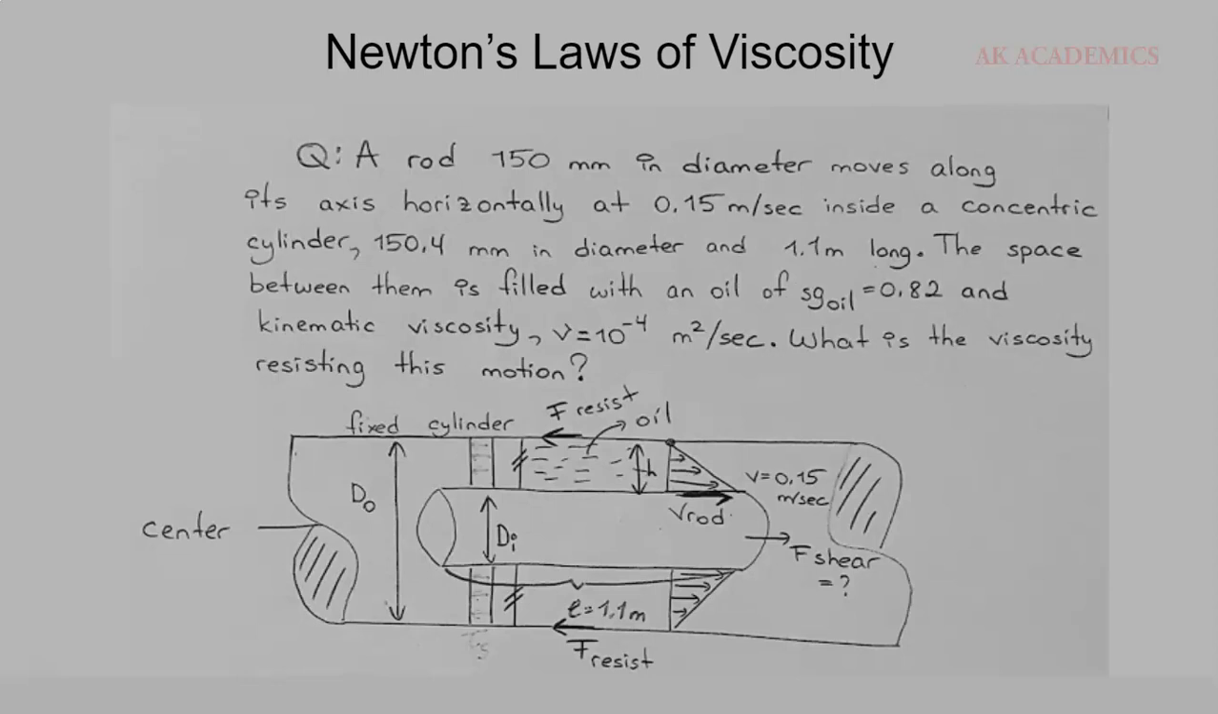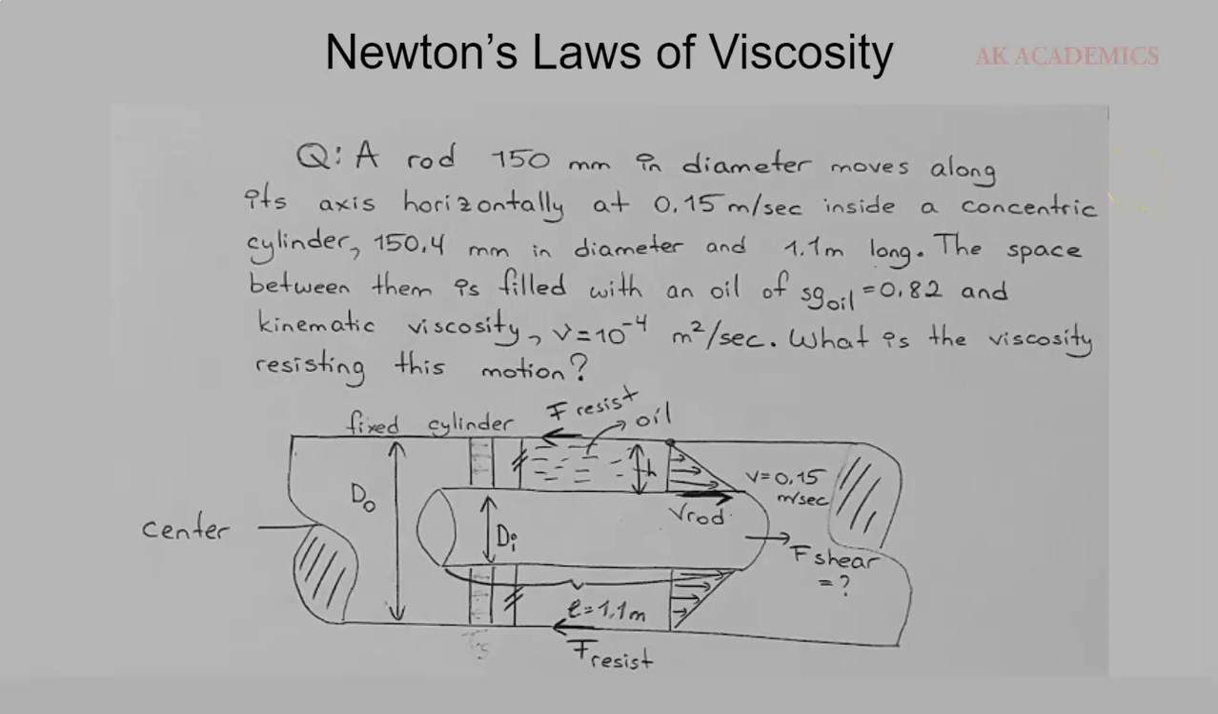Here is another question. A rod 150 millimeters in diameter moves along its axis horizontally at 0.15 meters per second inside a concentric cylinder, which is 150.4 millimeters in diameter and 1.1 meters long. So what you can see here is that the word concentric has come up again, and we have a rod and a cylinder in this particular case. So the rod moves along its axis horizontally at a particular speed inside a cylinder.